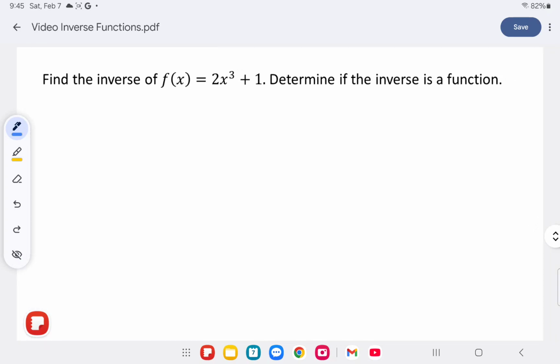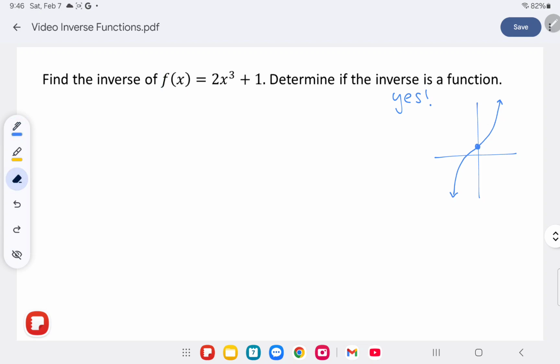So let's talk about how to know if the inverse is a function. We really are just asking ourselves, if I were to graph this, does it pass the horizontal line test? And that graph would look something like this. It's like a cubic function, but moved up 1 with a vertical stretch of 2. And it does pass the horizontal line test, which means its inverse is a function.